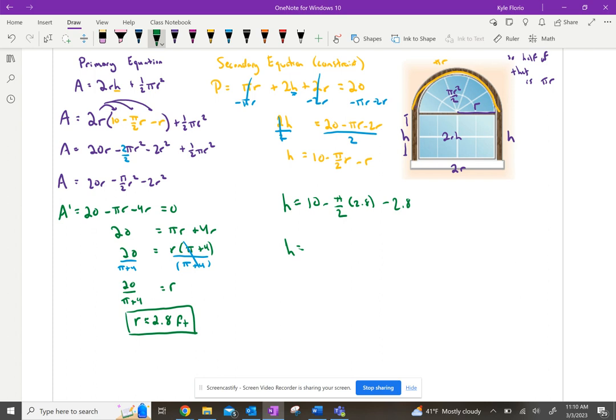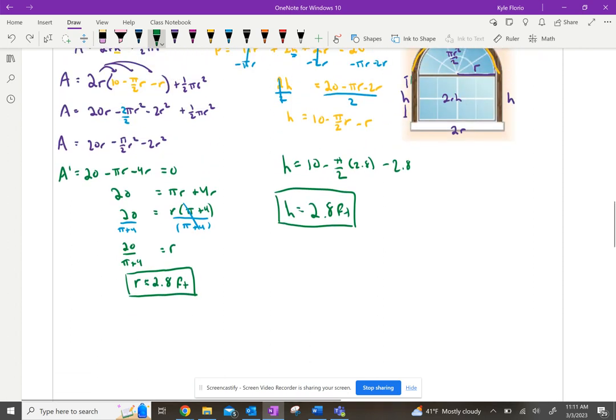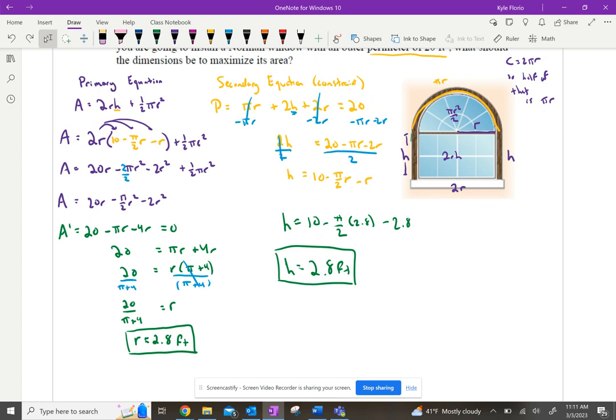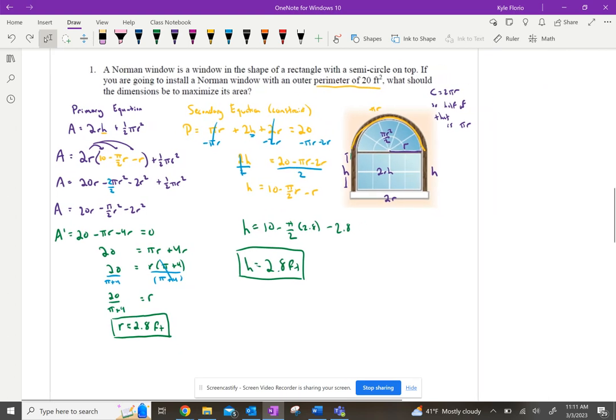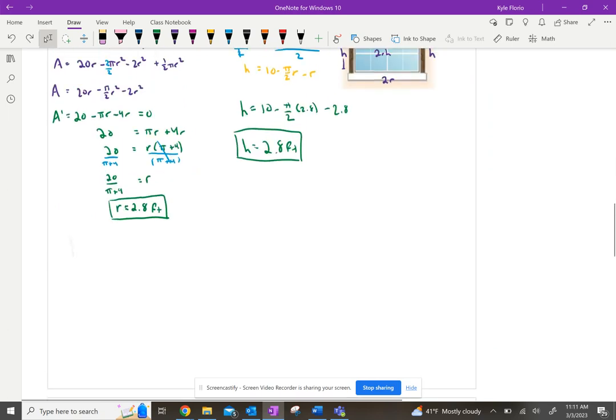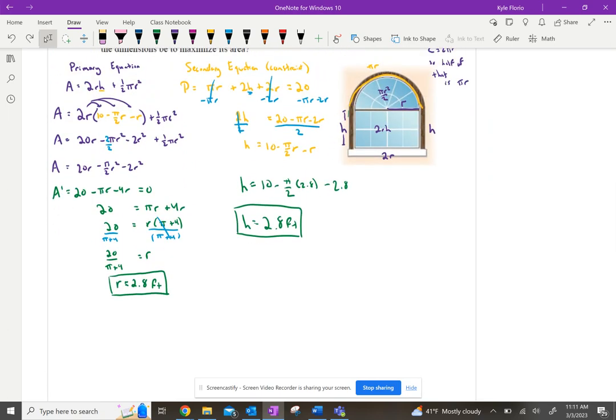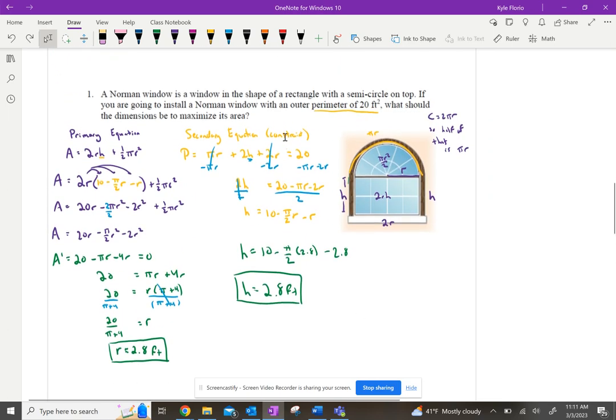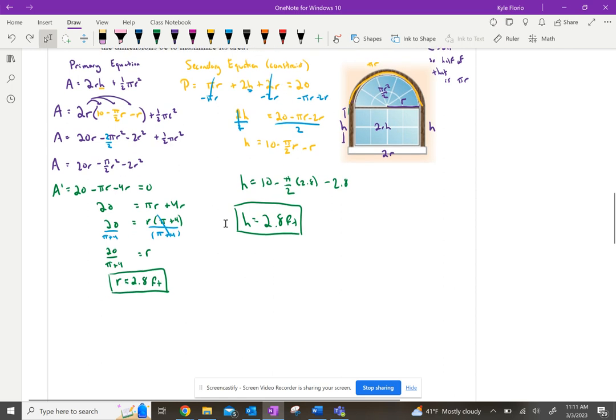And when I ran this before, I got that the height was actually also 2.8 feet, which I guess isn't that surprising. It does look like the height and the radius are going to be about the same. And when we're maximizing the shape, that is the case. The closer it gets into being a circle or a perfect square, the more the area is going to get maximized. Anyways, so that's it. Any questions, let me know in class.